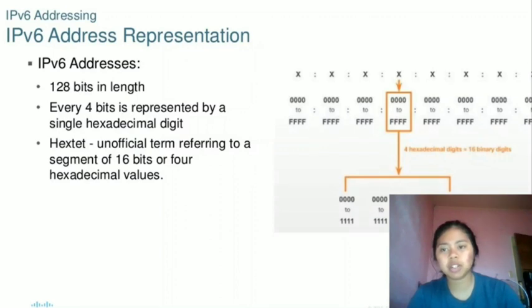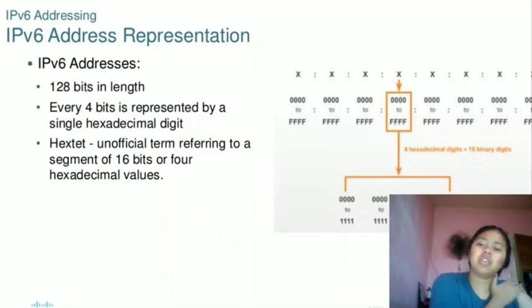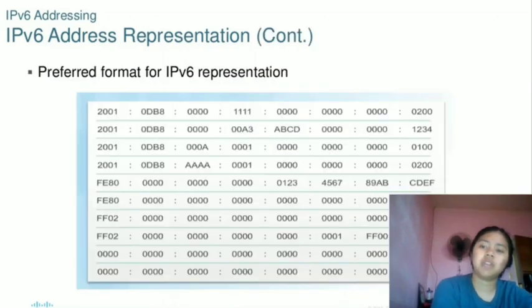IPv6 address representation. IPv6 addresses are 128 bits in length. Every 4 bits is represented by a single hexadecimal digit. A hextet is an unofficial term referring to a segment of 16 bits, or 4 hexadecimal values.